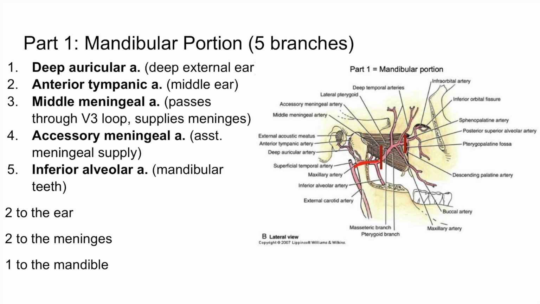So starting with the ear, you have the deep auricular artery, which supplies the external acoustic meatus, basically the deep part of your external ear, and you have the anterior tympanic artery, which goes to your middle ear. So that's your 2 to the ear bucket.